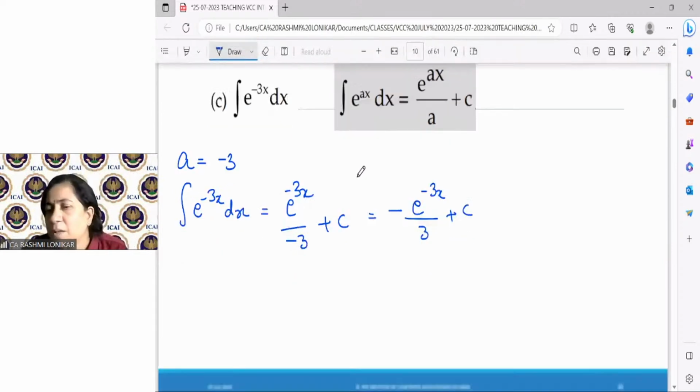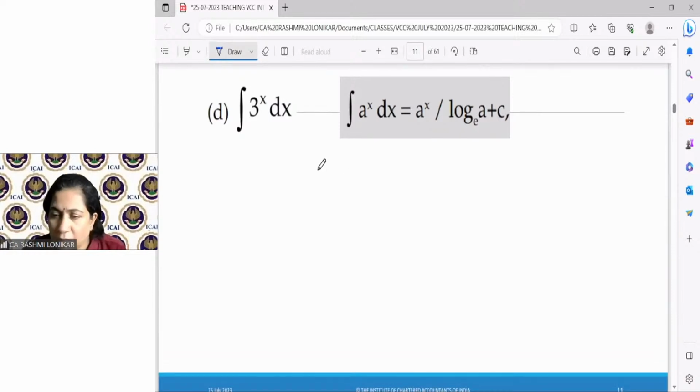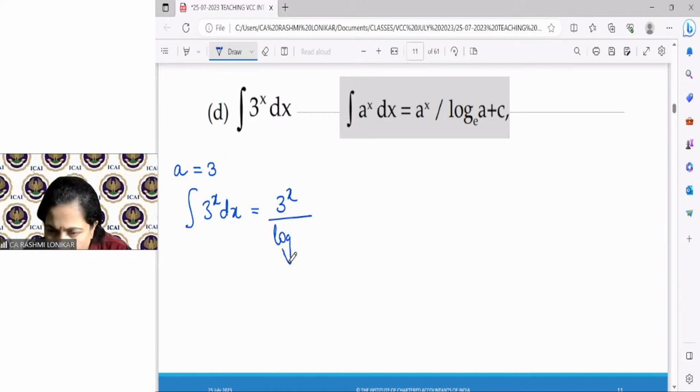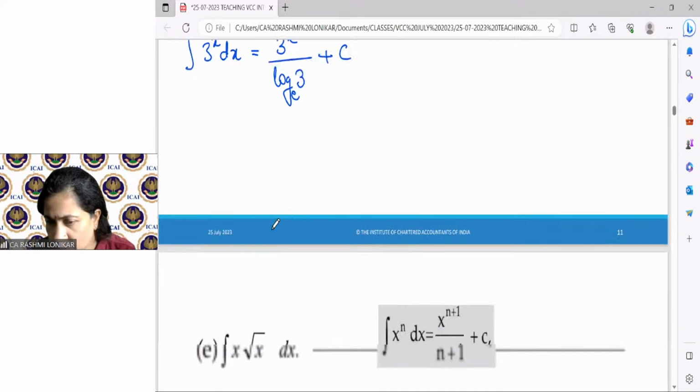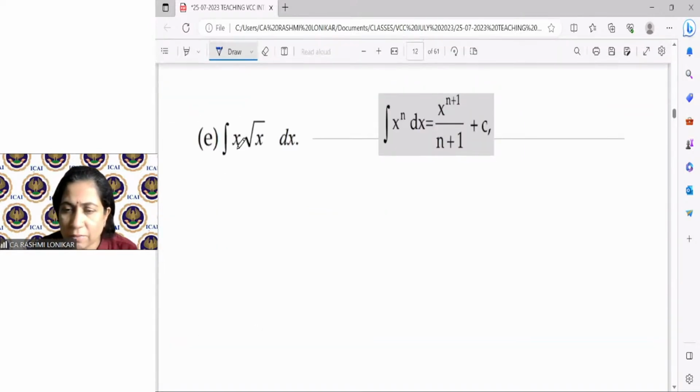Okay, so now the a raised to x formula. So what is my a here? a is equal to 3. So integral of 3 raised to x dx is equal to 3 raised to x upon log 3 to the base e plus c. Okay, is that clear? If you know those 10-15 formulas well, with differentiation and integration, you will be able to solve them.